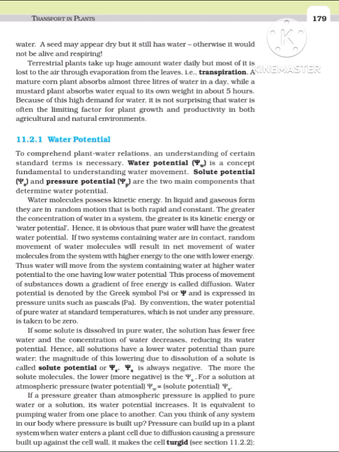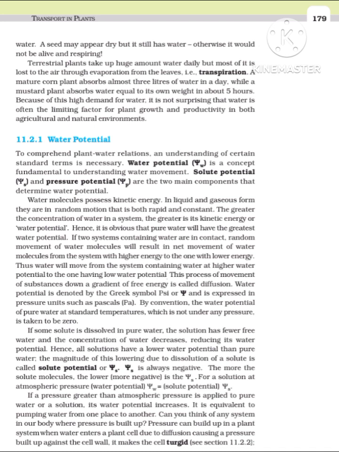The magnitude of this lowering due to dissolution of a solute is called solute potential or psi-S. Psi-S is always negative. The more the solute molecules, the lower, more negative, is the psi-S. For a solution at atmospheric pressure, water potential, psi-W, equals solute potential, psi-S. If a pressure greater than atmospheric pressure is applied to pure water or a solution, its water potential increases. It is equivalent to pumping water from one place to another.